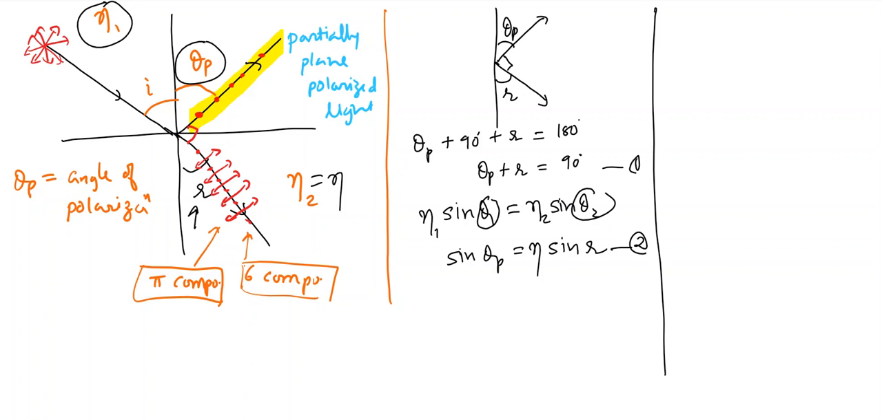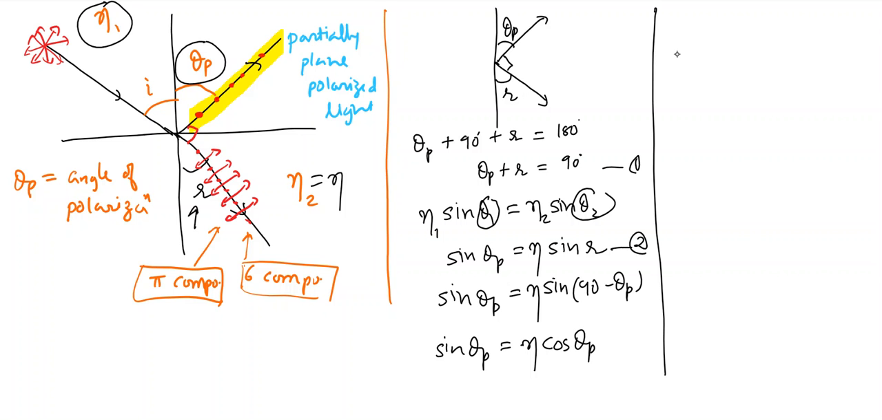So using 1, can I say that sine theta p is eta sine of 90 minus theta p, isn't it? That is cos theta p. And then sine theta p is equal to eta cos theta p. It means that eta is equal to sine theta p upon cos theta p, or eta is tan theta p.